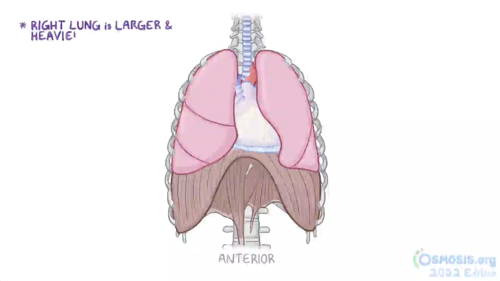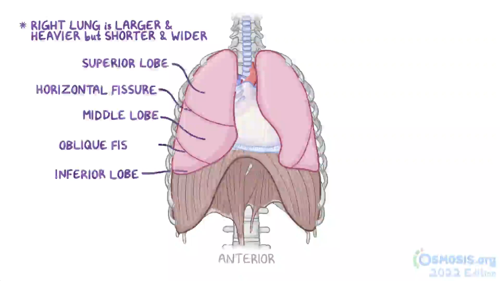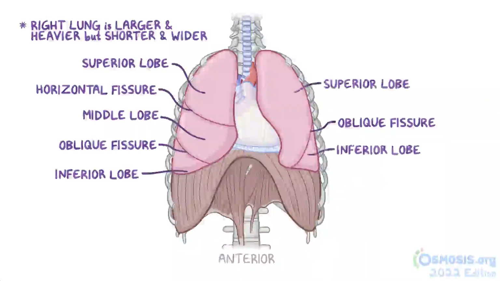Now for the specifics. The right lung is larger and heavier than the left, but it's shorter and wider because the right dome of the diaphragm is higher and the heart and pericardium are more to the left. The right lung is divided into three lobes: superior, middle, and inferior, by the horizontal fissure and the oblique fissure, which can be seen on all surfaces of the lung. On the other hand, the left lung has a single left oblique fissure, which can also be seen on all surfaces, and divides the left lung into two lobes, superior and inferior.